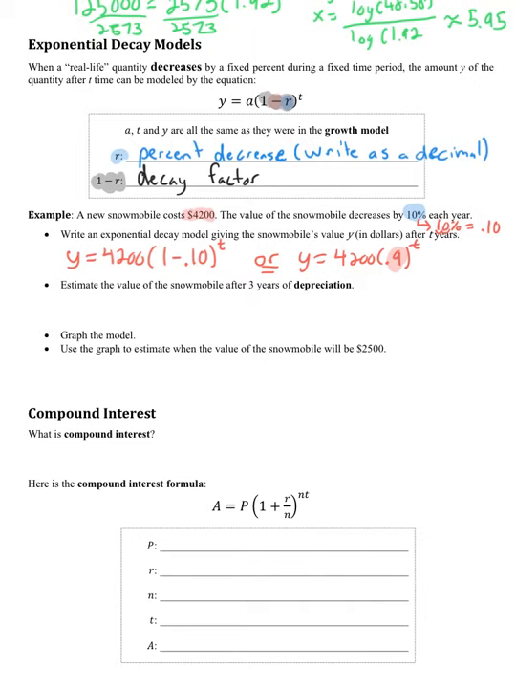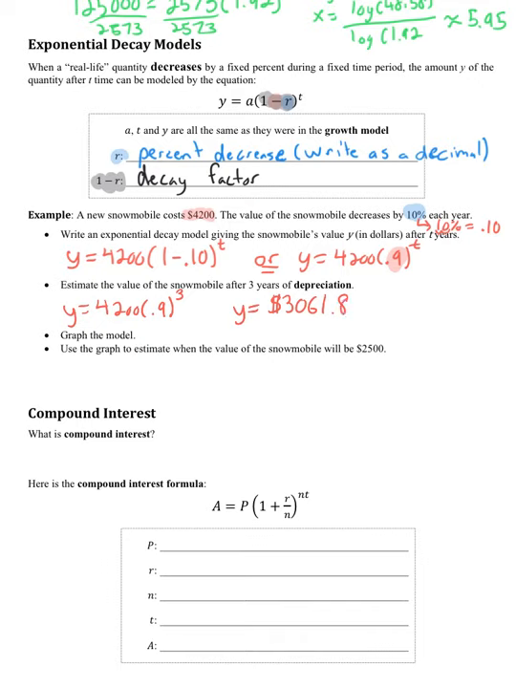All right, so this first problem says estimate the value of the snowmobile after 3 years of depreciation. So 3 years is going to be when we put 3 in for t. What's the value of the snowmobile after those 3 years? So go ahead and put that in your calculator. All right, and we'll figure out what that number is. And what happens is we get 3,061.8. But we're talking about dollars.